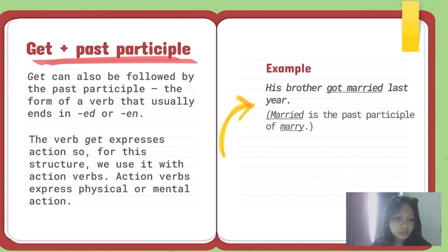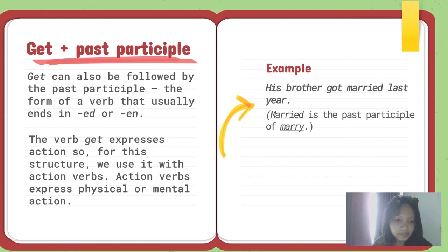Second, we talk about get plus past participle. Get can also be followed by the past participle, the form of the verb that usually ends in ed or en. The verb get expresses action, so we use it with action verbs. Action verbs express physical or mental action.